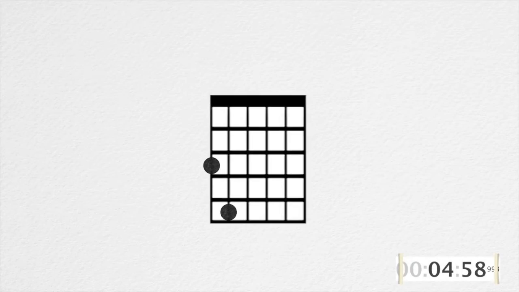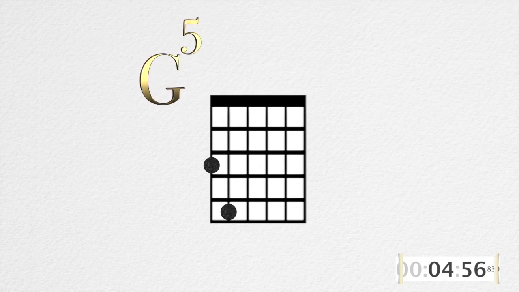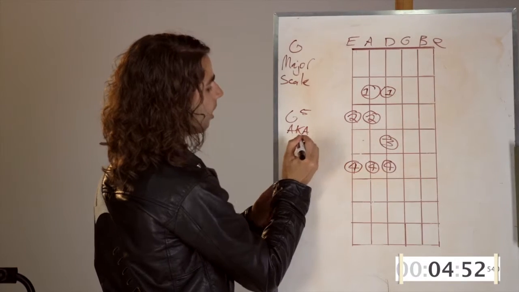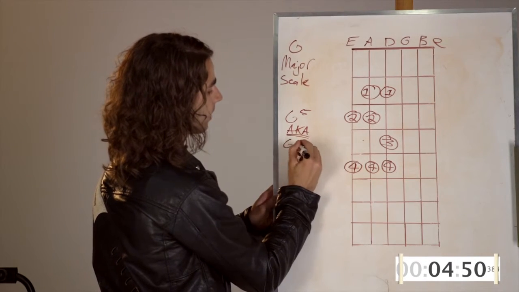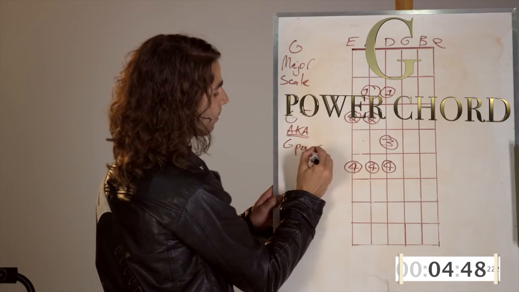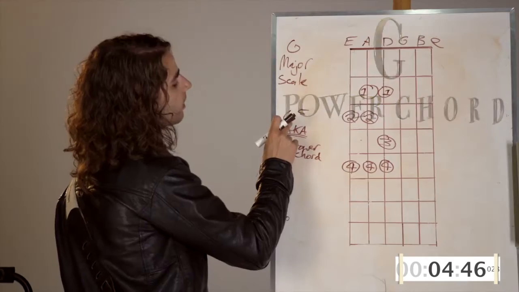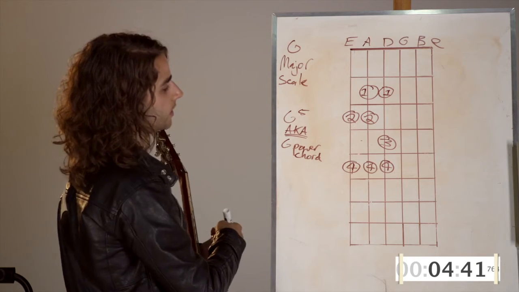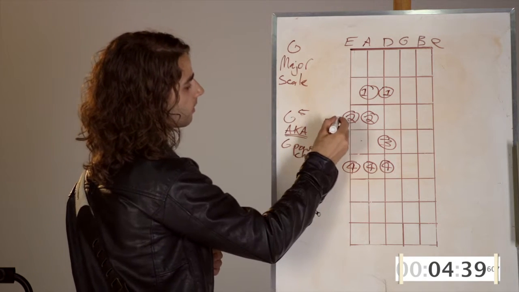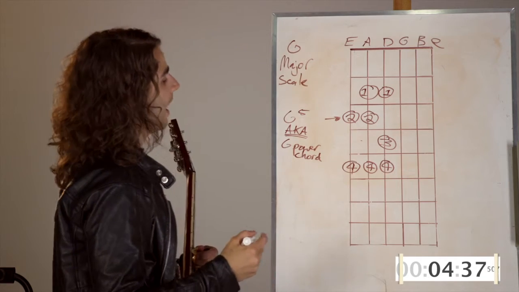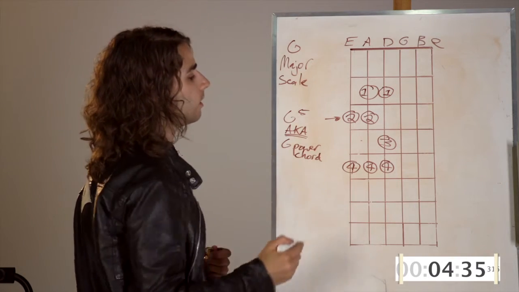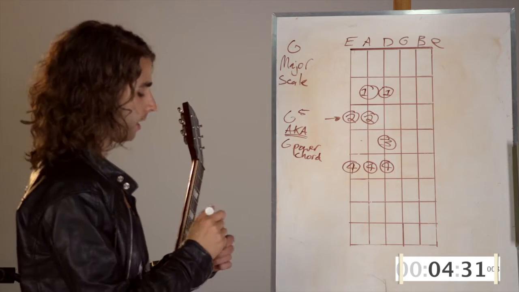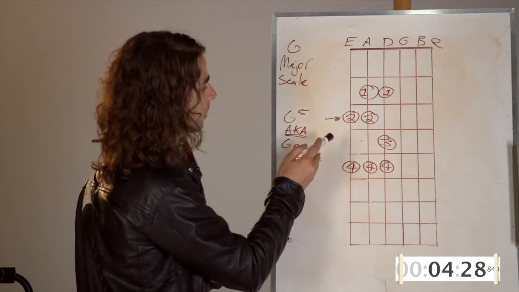What we're gonna do is we're gonna play a G5 chord. Now, a G5 is also known as a G power chord. The reason that we call this a G5 is that we're gonna grab our G, which is this note right here, and then we're gonna combine this note with the fifth note of the scale. So let's count up to the fifth note of the scale.